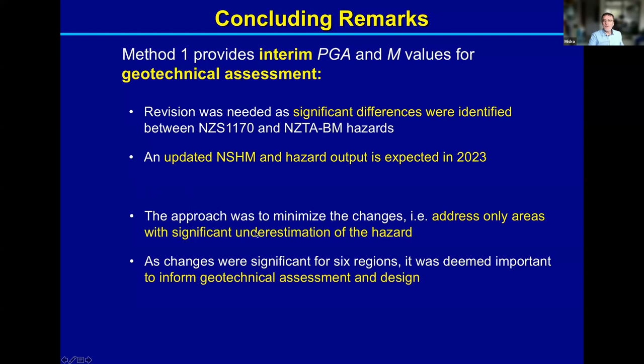The approach that we've adopted was to minimize the changes and address only areas with significant underestimation of the hazard, with the principal idea to provide the profession with immediate information about possible elevated hazard in these areas, so that this should be accounted for in geotechnical assessment and design immediately rather than a few years later.